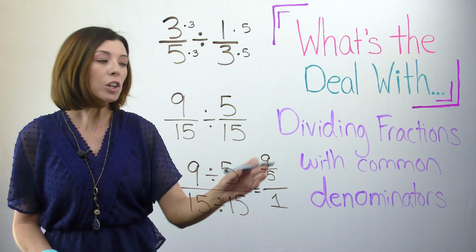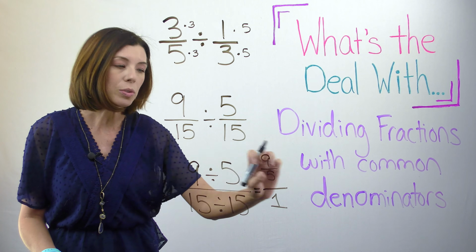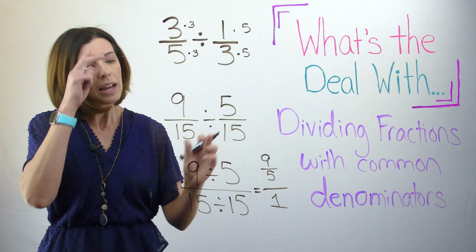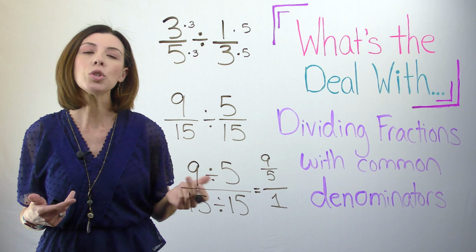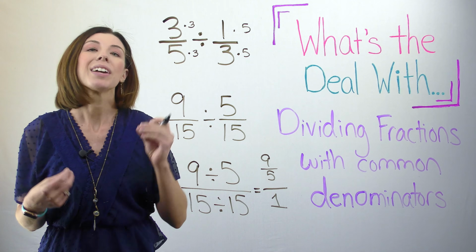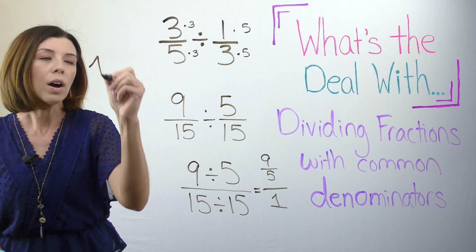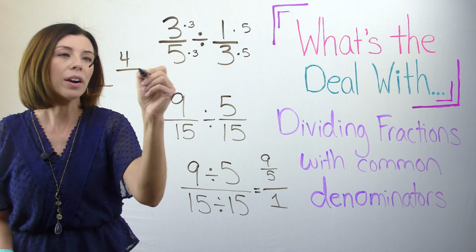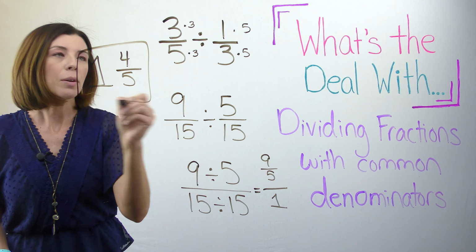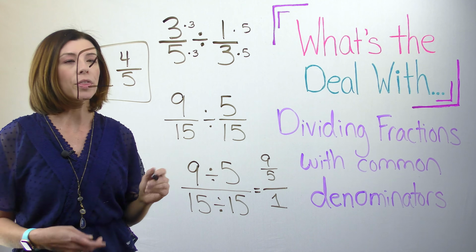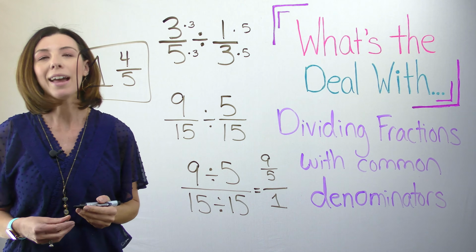Now don't get confused, right? I'm just showing you this so you can see the progression straight across. Now I need to make 9/5 into a mixed number. I know that there's 5 copies of a fifth in a whole, so I know that I'm going to have 1 whole and 4/5 remaining. So my answer for 3/5 divided by 1/3 would be 1 and 4/5.